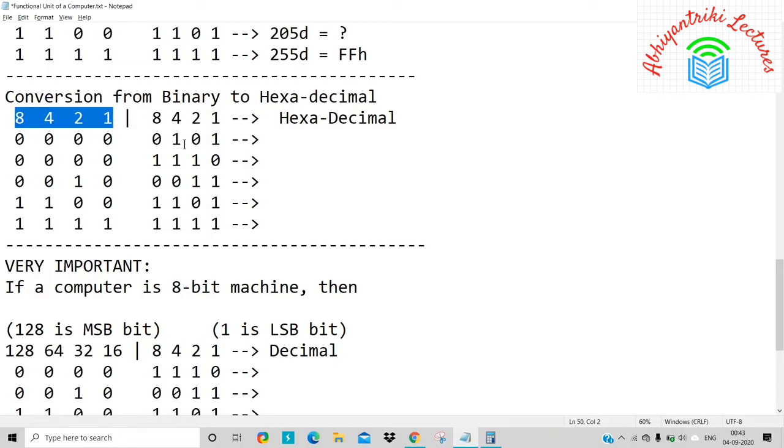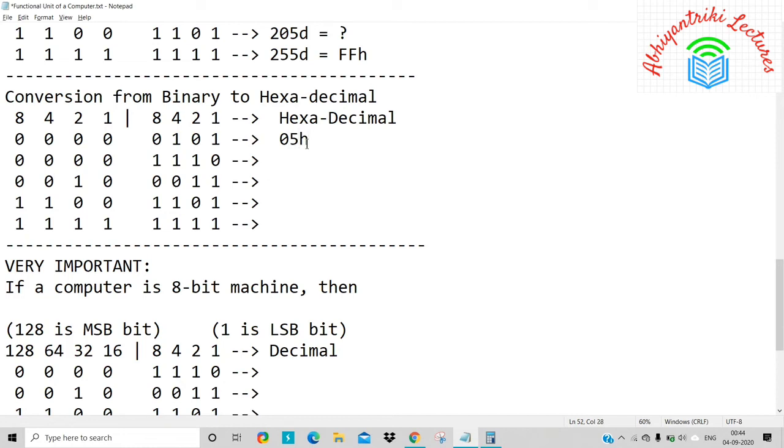So now this is an example I have taken. Since it's hexadecimal, first this 0000 is what? 0. Write it here, and then take the next bit, 0101. That is 4 plus 1, which is 5. So write 5. So 05H is the hexadecimal equivalent.